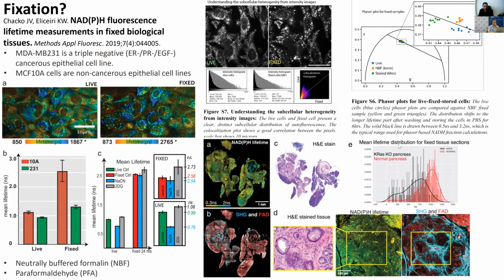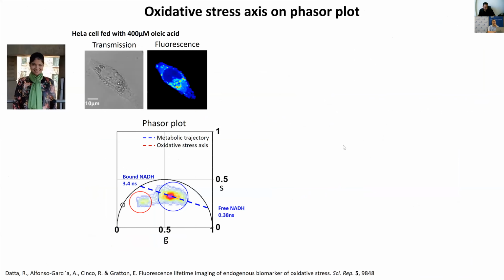And finally, if we look at mean lifetime distribution on normal pancreas and cancerous pancreas, it will shift to the lower lifetime, and that's exactly what they have seen. Now, in a few minutes, I'm not sure how much time I have, but I'm gonna just introduce this. What else can we see?